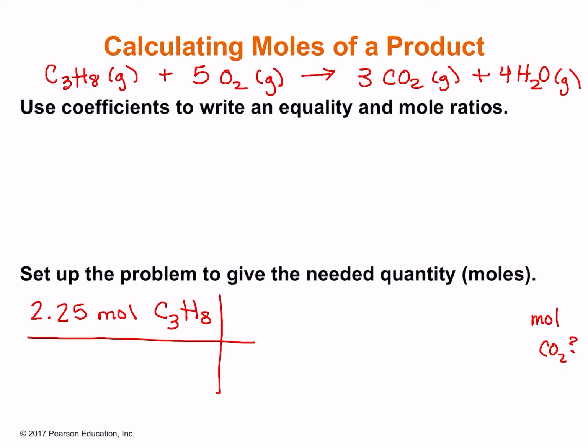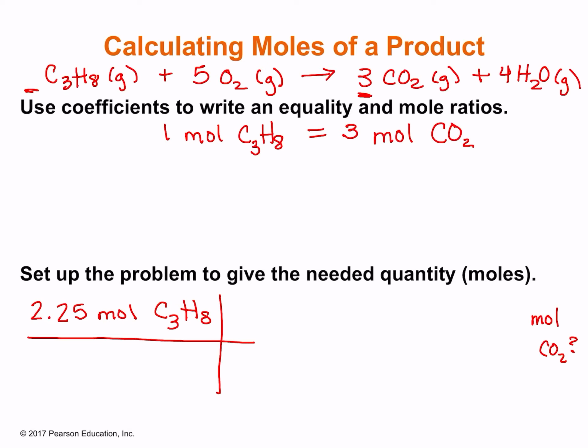So we need to figure out what our mole ratio is. If we look, there's nothing here. That means it's an imaginary 1. So that means that 1 mole of propane, C3H8, will react with, and we're trying to find moles of carbon dioxide, so we look there, will form 3 moles of carbon dioxide. So again, I'm just using our coefficients in this equality here.